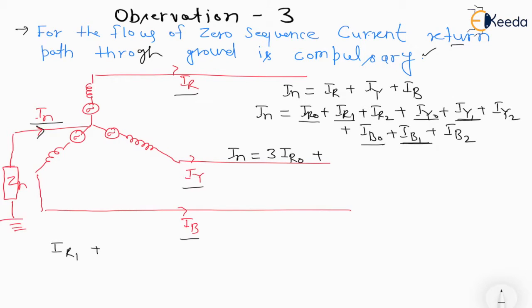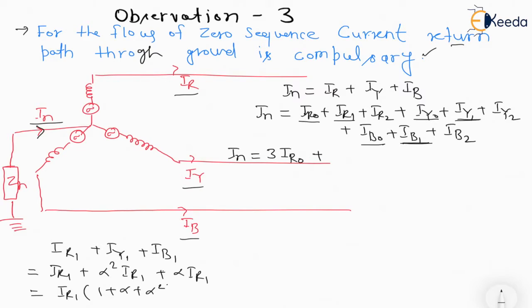Now we can calculate here IR1 plus IY1 plus IB1. What we can write? IR1 plus alpha square into IR1 plus alpha into IR1. So if we take IR1 common, 1 plus alpha square plus alpha, this will become 0. So IR1 plus IY1 plus IB1 will be equal to 0. In the same way IR2, IY2 and IB2 will be equal to 0. So simply what we found is that IN is equal to 3 into IR naught.